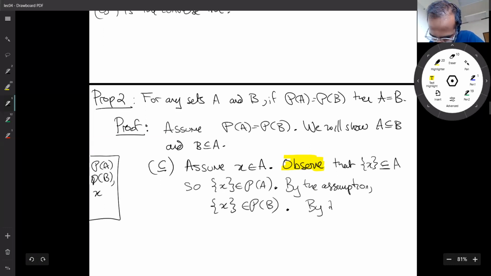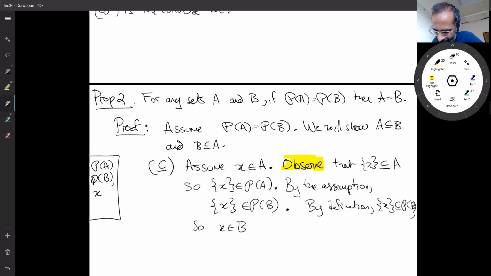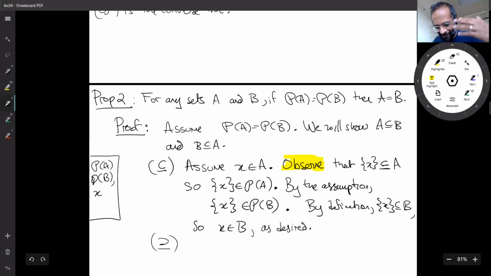And now by definition, the set containing x is a subset of B. So x is an element of B, because that's what subset means, right? Whenever the set containing x is a subset of something, x is an element of it. Oh, sorry, this is B, not the power set of B. So x is in B as desired. So I just showed A is a subset of B. The other inclusion, in this example, is the same thing. You just replace the roles of A and B. I should say this is not usually what happens.